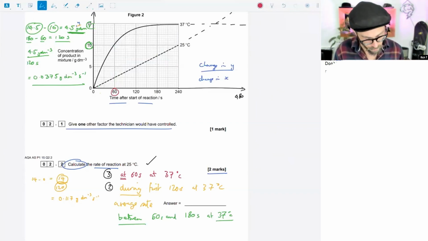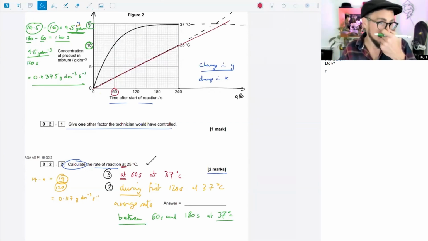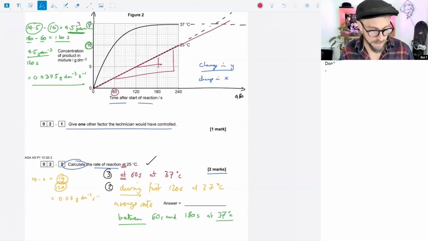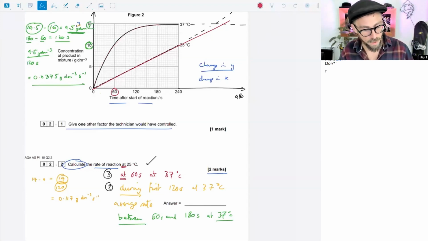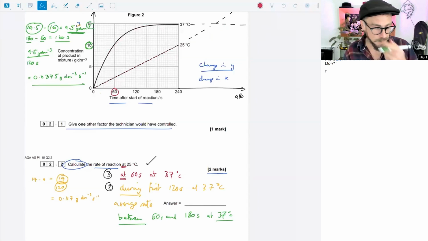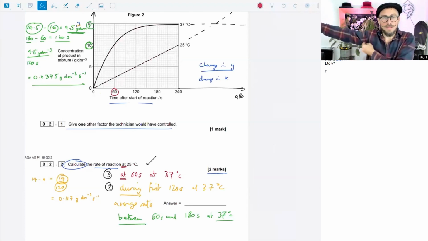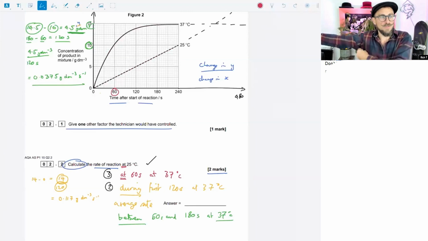For the 25 degrees graph, it's a straight line, so it doesn't matter what time interval you take here, because the change in y and change in x is constant. But on a sloping graph, one that isn't dead straight, we want it at a specific moment of time. What do we do? How do we do that? I'm looking for one word, basically.